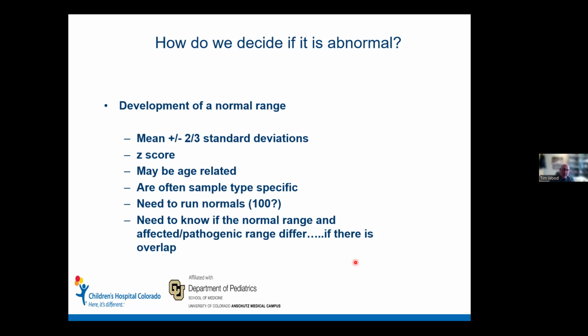And what we really need to know is if the normal range and the affected range differ, and how much they differ. And to do that, we need to have a large number of affected patients. And that can be really hard to do for a rare disorder. So just keep in mind that there's a lot of work that goes into designing one of these tests, to developing these age-related ranges, and then to giving you a good clinical interpretation.